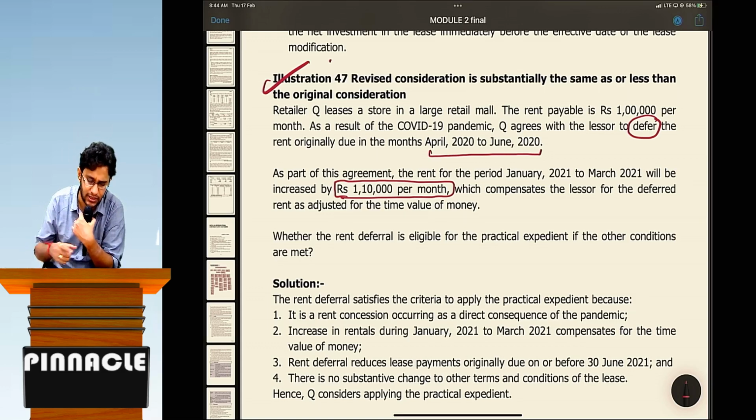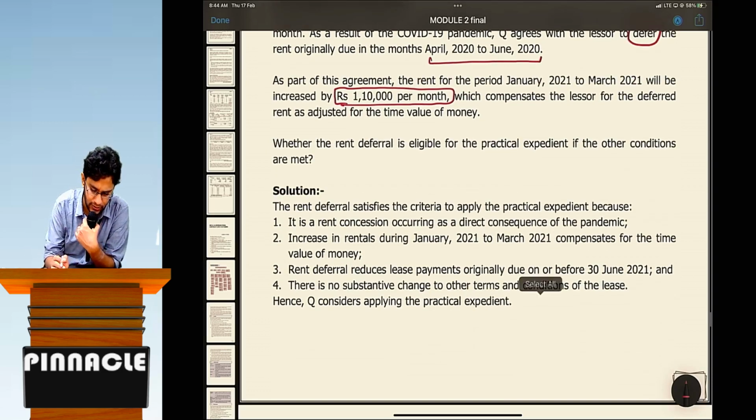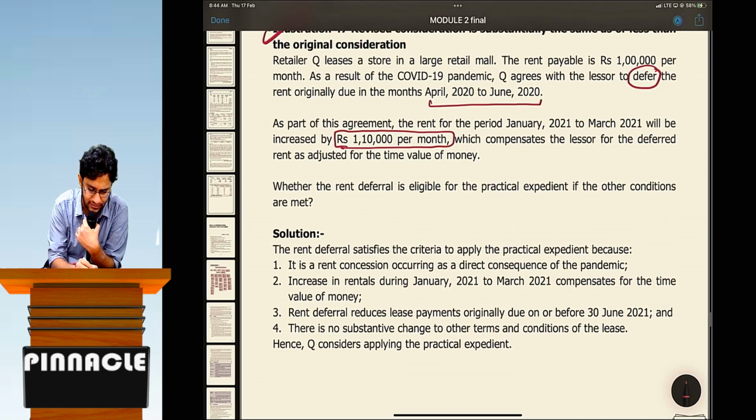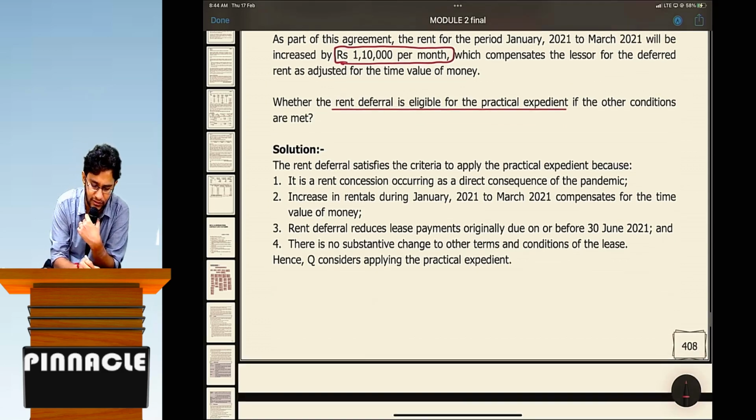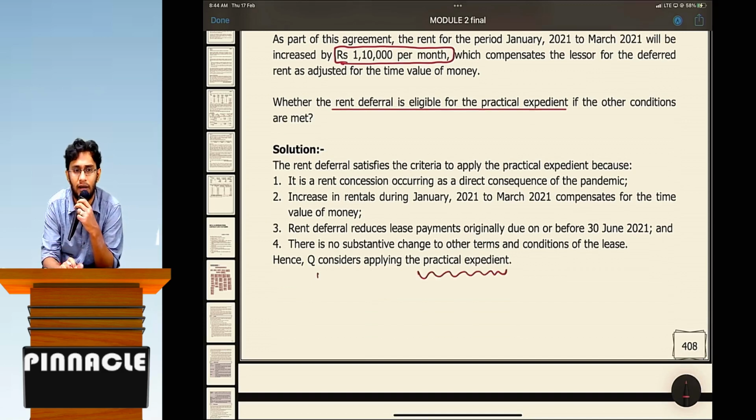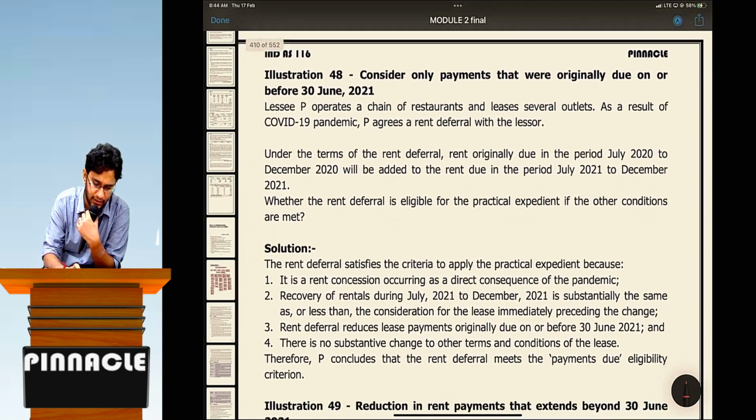Then last condition was there are no substantive changes to the terms and conditions of the lease. That point is also assumed to be satisfied. Whether the rent deferral is eligible for practical expedient if other conditions are met. So yes, of course, all the 4 points are satisfied. So if lessee wants, lessee can apply the practical expedient if he wants. Next.